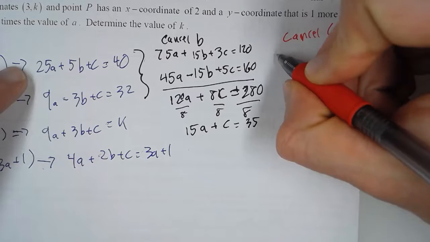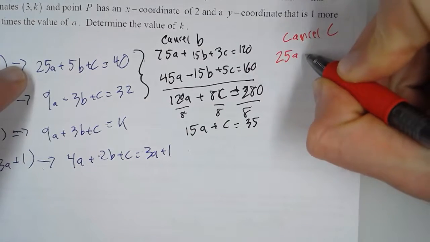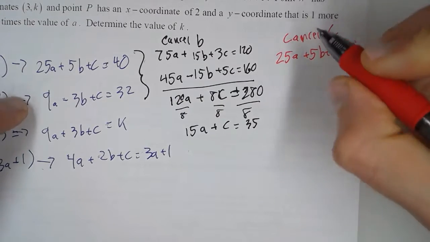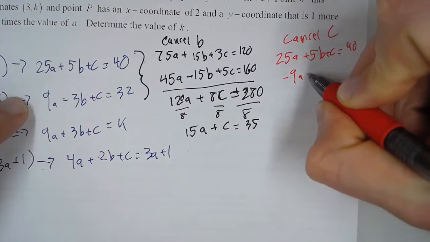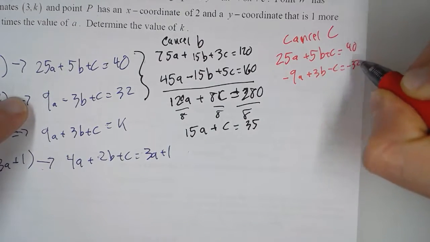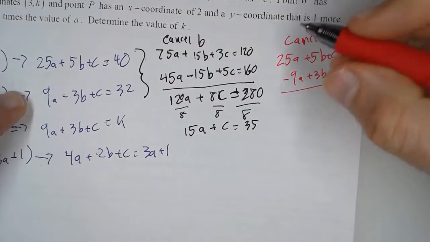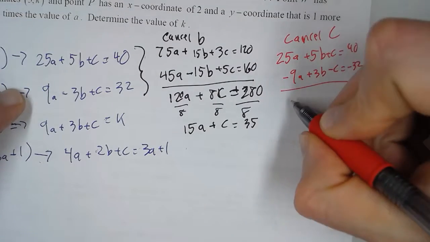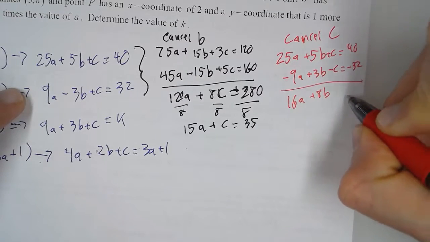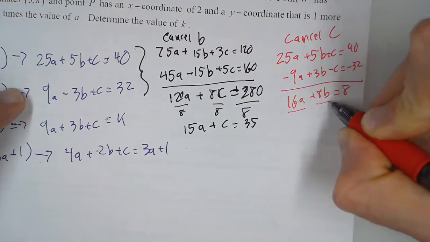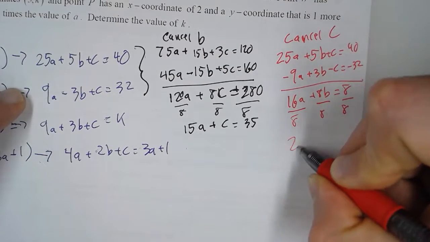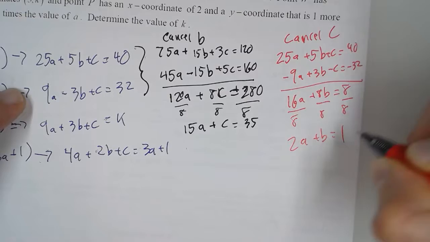So all I need to do is switch one of these equations to make them opposite. I'll leave the first equation alone: 25a plus 5b plus c equals 40. For the second equation, it's negative 9a plus 3b minus c equals negative 32. When I combine those, I get 16a plus 8b equals 8. I can divide everything here by 8, and I get 2a plus b equals 1.